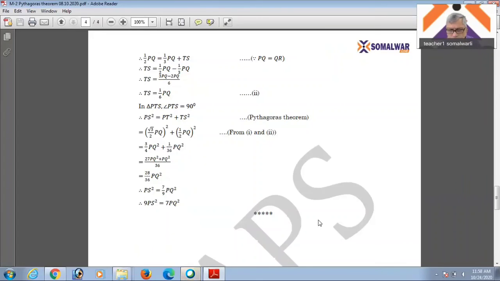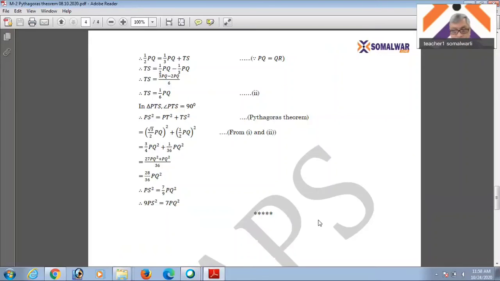Here, one point which I am observing, that is TS square. When I was talking, I said 1 by 2 PQ, but it is not 1 by 2 PQ. TS is equal to 1 by 6 PQ, that is from equation 2. So automatically it becomes 1 by 36 PQ square, and the rest of the thing is in the same manner.